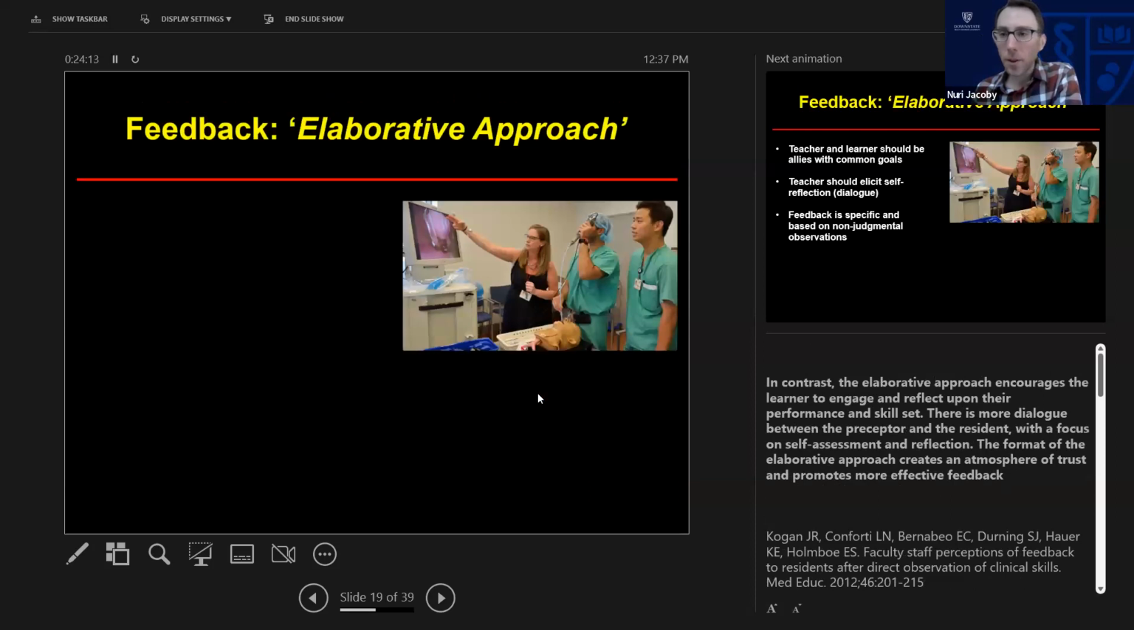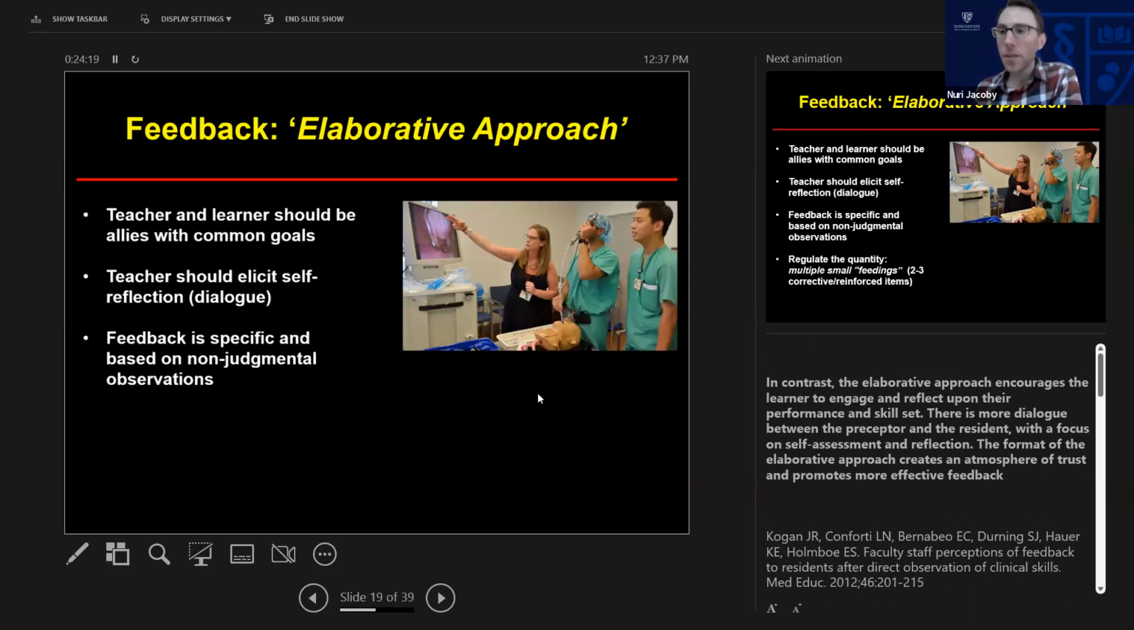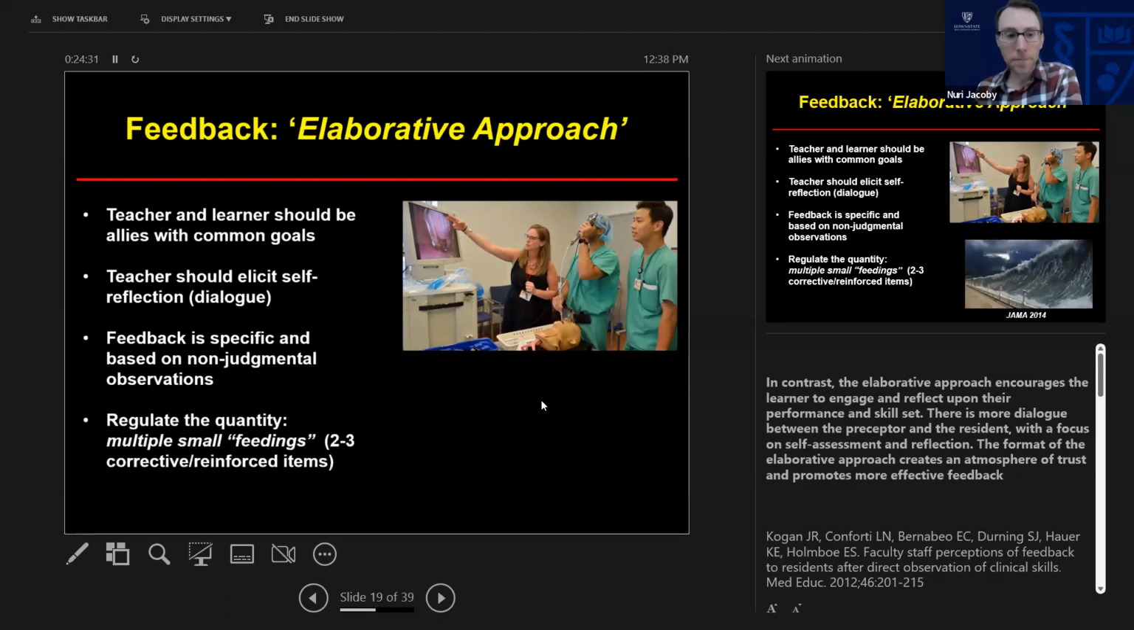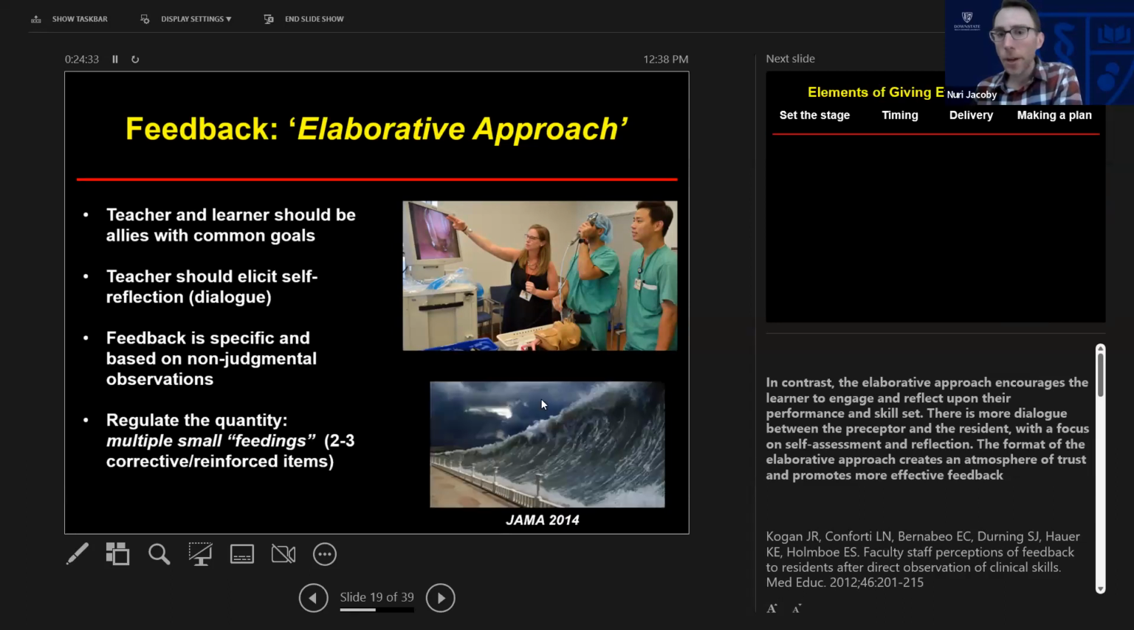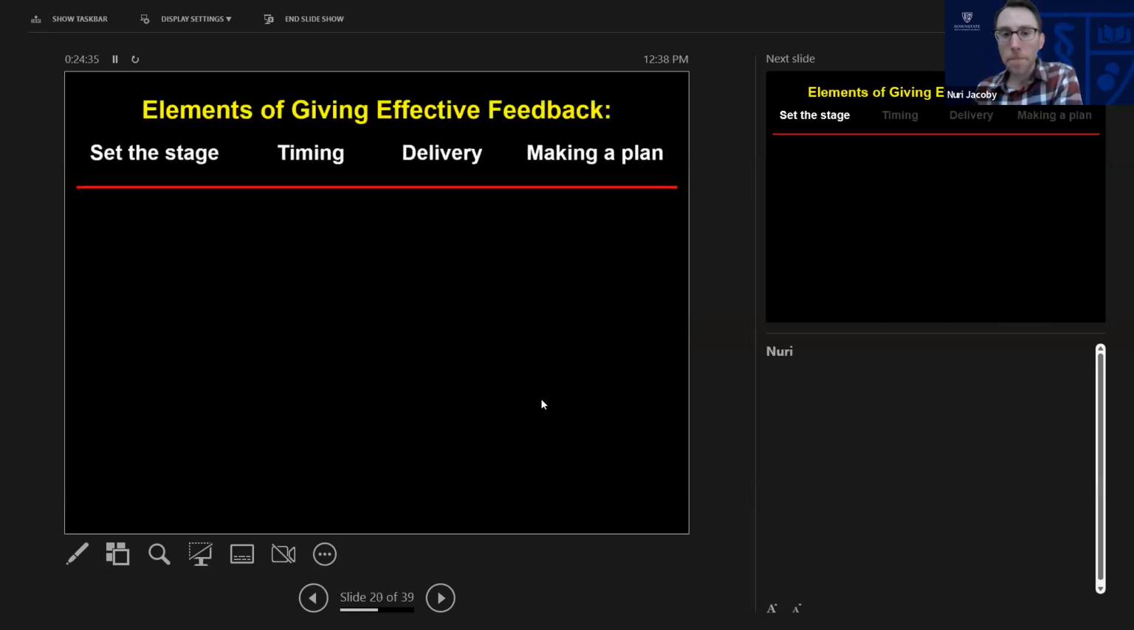So there's something called the elaborative approach versus the directive approach. The elaborative approach really means that you and the learner are both working together in this feedback conversation, and there's self-reflection, and the feedback you're giving is specific and non-judgmental.